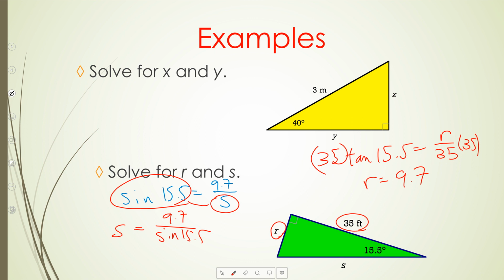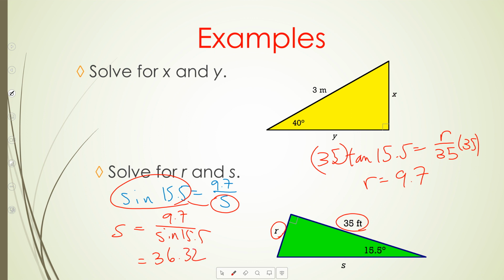Just a quick question. Can we times both of them by 1 over 9.7? You can, but that still leaves S in the denominator. Is it 36.29? 36.29. Point to what?